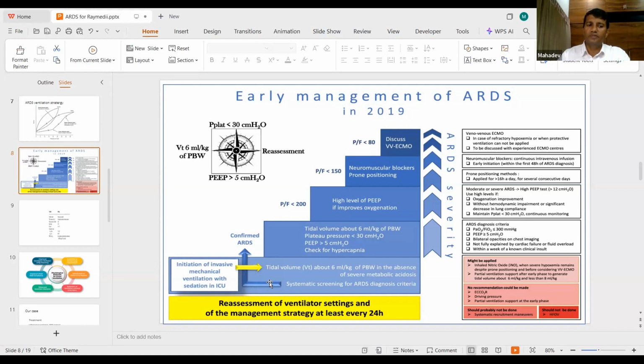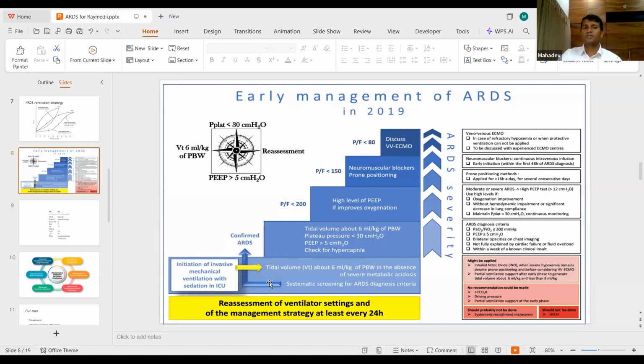When do we choose prone ventilation? Can anybody tell? Because I feel I am talking alone. Can anybody be interactive? What is the indication for prone ventilation? Okay, so the prone ventilation indication is if your PEEP requirement is more than 10 and FiO2 requirement is more than 60, that's an indication for us to prone the patient.